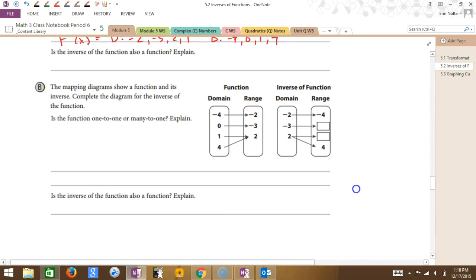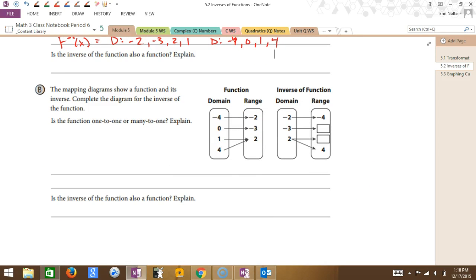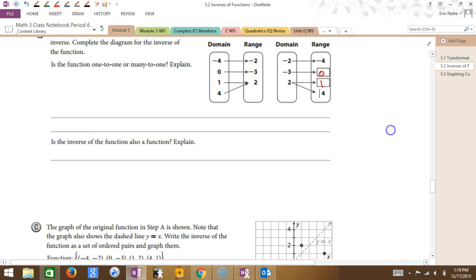Do you guys remember mapping diagrams? Do I need to go over how a mapping diagram works? It's just another way to list ordered pairs. So -4 goes to -2, 0 goes to -3, 1 goes to 2, and 4 goes to 2. So when you flip it, what is -3 going to go to? 0. It's like you go backwards. So then what is this other box going to be? 1. That's pretty easy. It's like backwards.